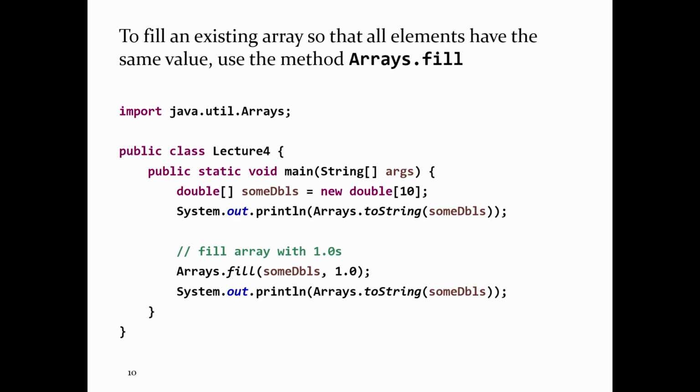If I want to replace all those values with 1, I just call fill. So Arrays.fill, pass in the array, and then pass in the value that you want to set all the elements to. So this will put 10 ones into that array of doubles. When you print that, you'll get 10 1.0s. If you want to do anything else, so if I want to put in a sequence of values, say 1, 2, 3, 4, 5, 6, 7, 8, 9, 10, now you have to use a loop, and you have to write the code yourself.